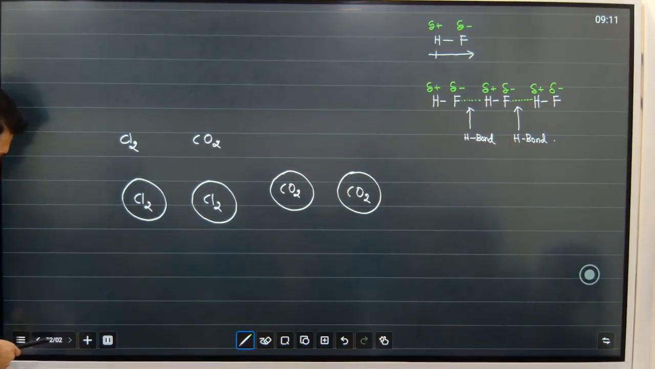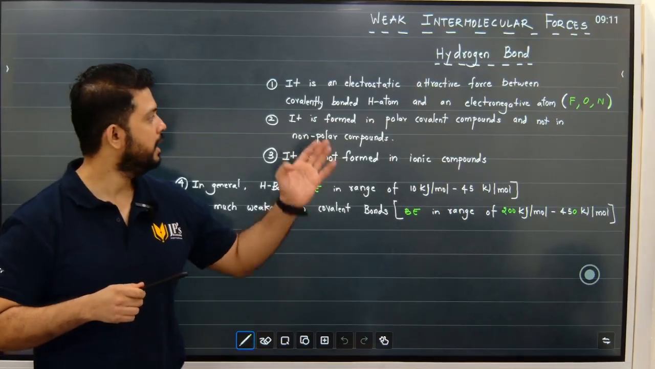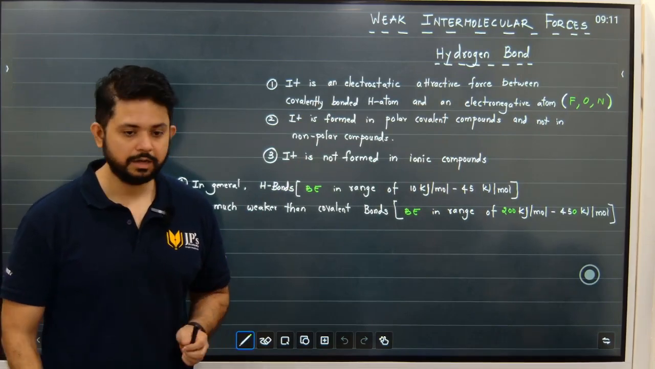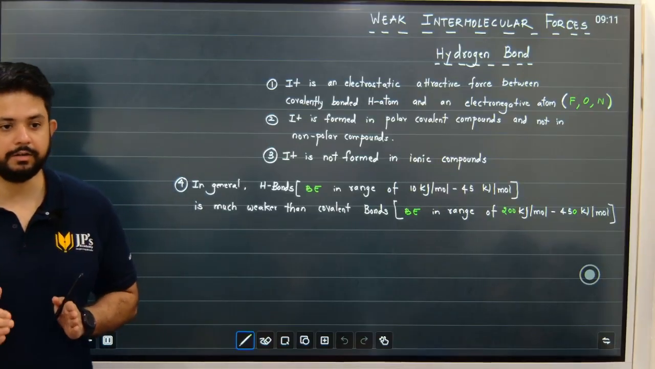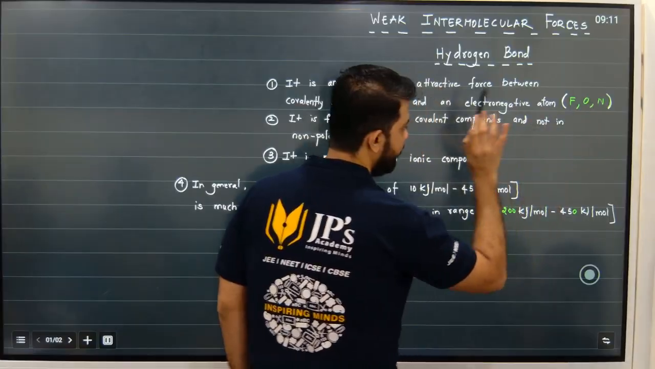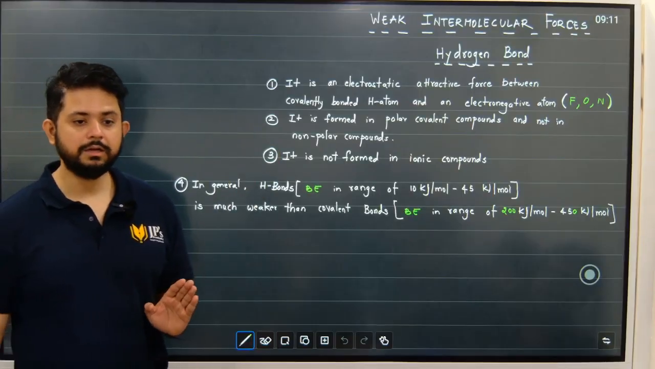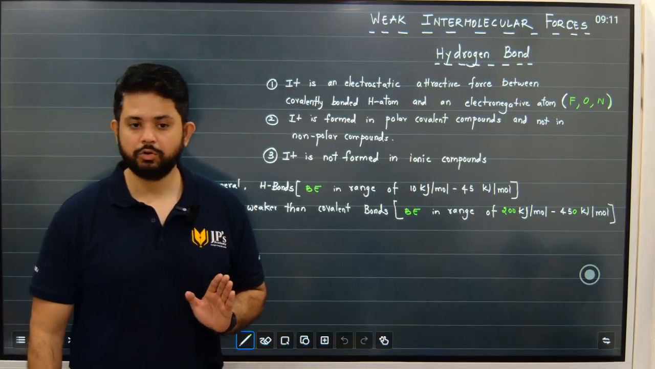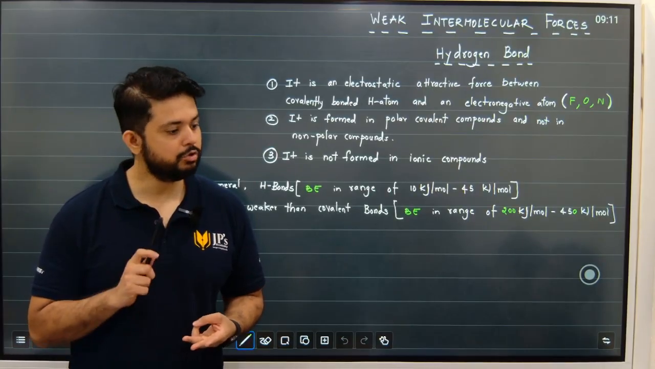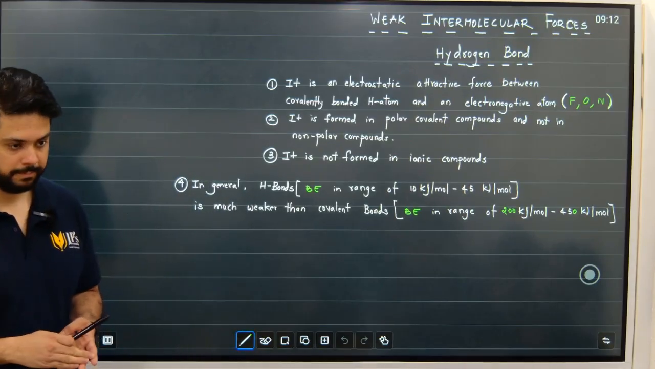ठीक है? So, what exactly is a hydrogen bond? It is an electrostatic attractive force between hydrogen atom and an electronegative atom. Specifically, which three electronegative atoms? Fluorine, oxygen and nitrogen. It is formed in polar covalent molecules only. It is not formed in non-polar molecules. It is not formed in ionic compounds. Ionic compounds में there will be ionic bond.